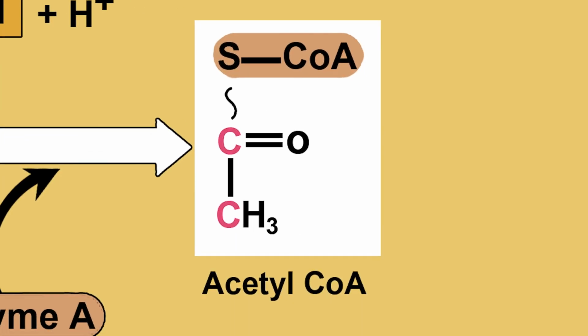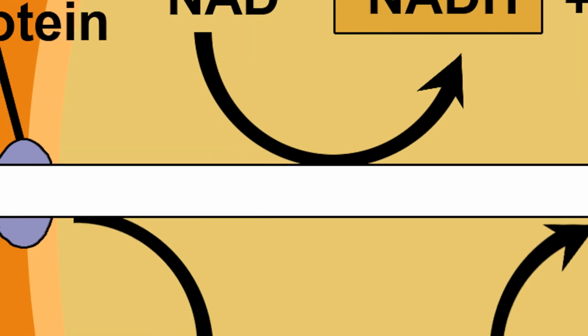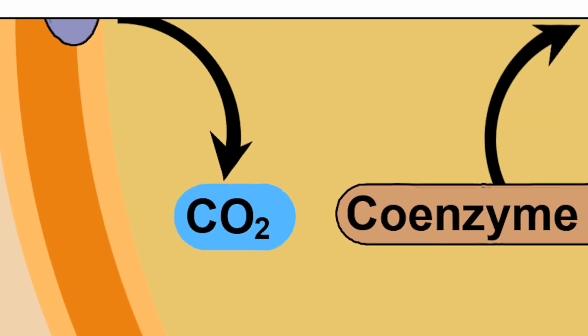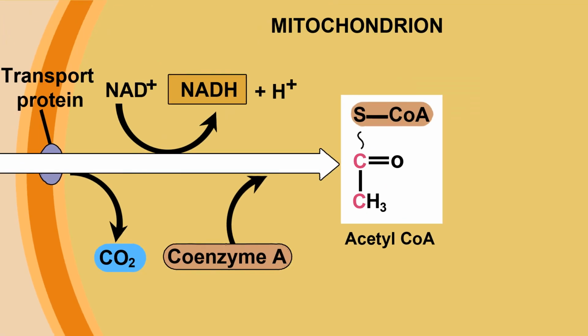Several enzymes catalyze the conversion of 3-carbon pyruvate to 2-carbon acetyl-CoA, yielding a molecule of NADH and 1 CO2. The acetyl-CoA enters the citric acid cycle.